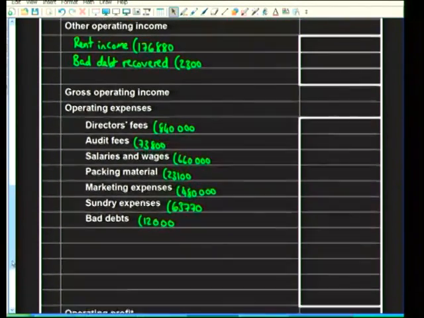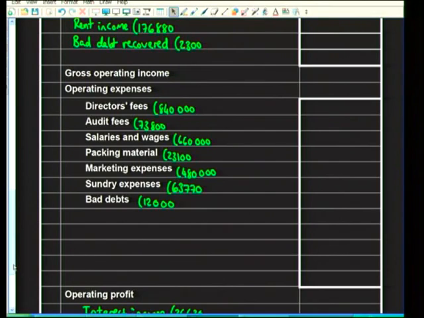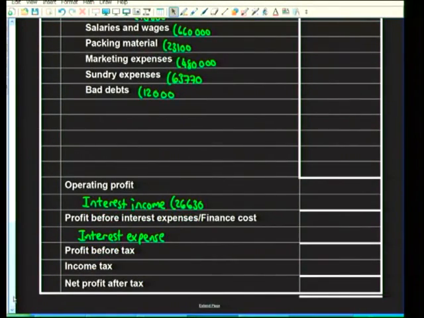I've also put in all the numbers that have been given to us under operating expenses, and it's very, very important for you to remember that interest has got its own special section at the bottom of the income statement. You can see here is the section for interest. We have interest income and we have interest expense.